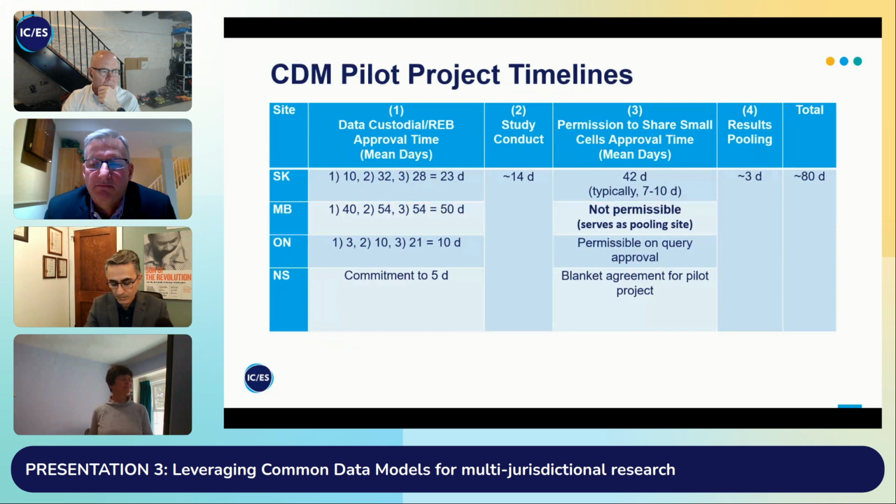Running the aggregation program in Manitoba takes just a few days. And so during the pilot project, we were able to achieve timelines in the range of 80 to 90 days, which is half, if not better than half, of what we would have achieved under a protocol-based regime. Next slide, please.